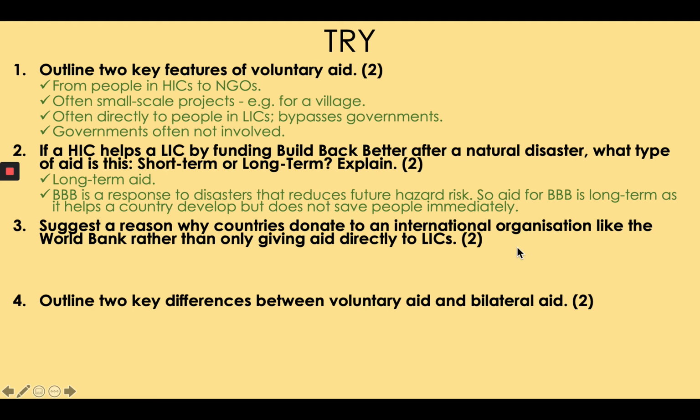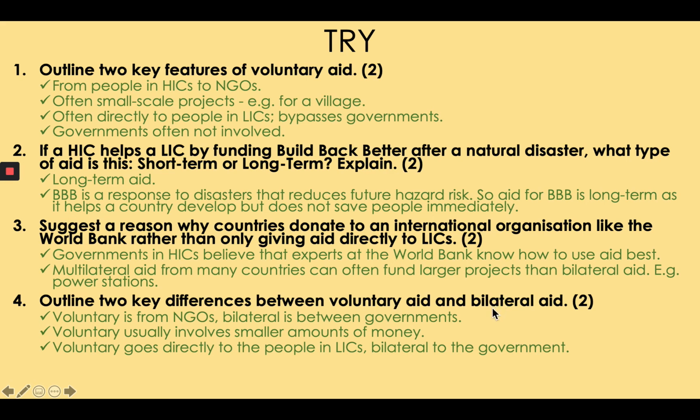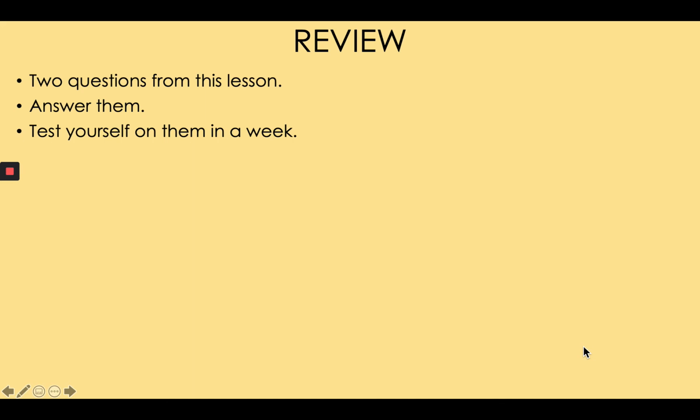3. Suggest a reason why countries donate to an international organisation like the World Bank rather than only giving aid directly to LICs. One reason could be governments and HICs believe that experts at the World Bank know how to use aid best. Or you could have said multilateral aid from many countries can often fund larger projects than bilateral aid, which may help more people. And number 4, outline 2 key differences between voluntary aid and bilateral aid. Any of these 2. Voluntary aid is from NGOs, bilateral aid is between governments. Voluntary usually involves small amounts of money, and voluntary aid goes directly to the people in LICs, whereas bilateral aid goes to the government. Okay?